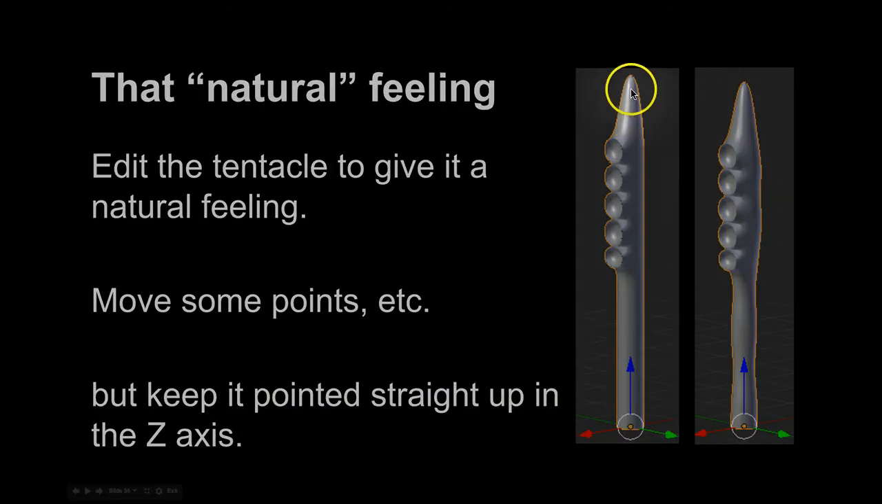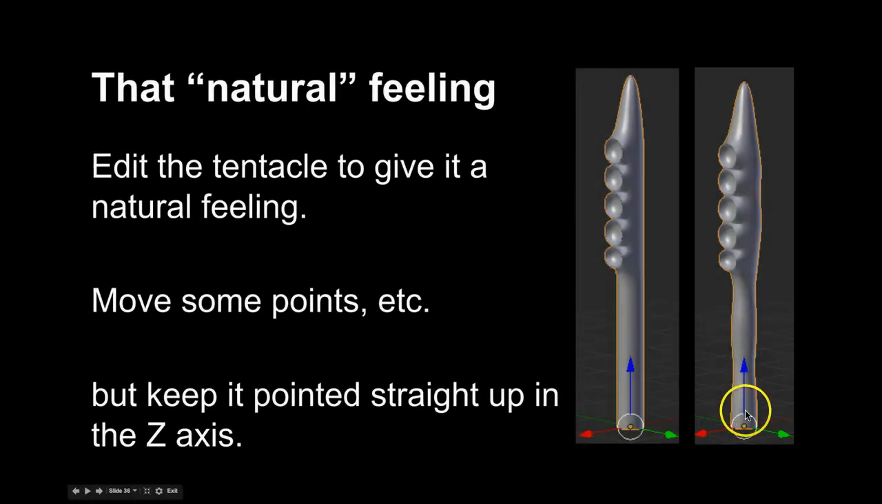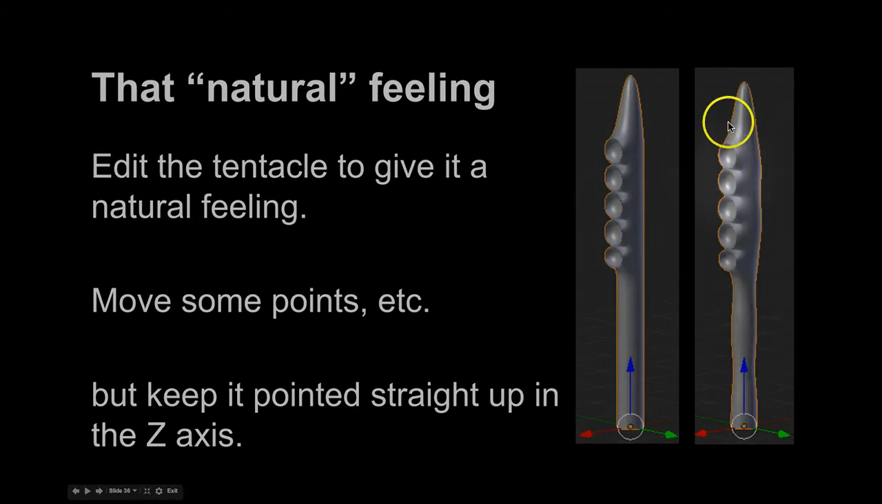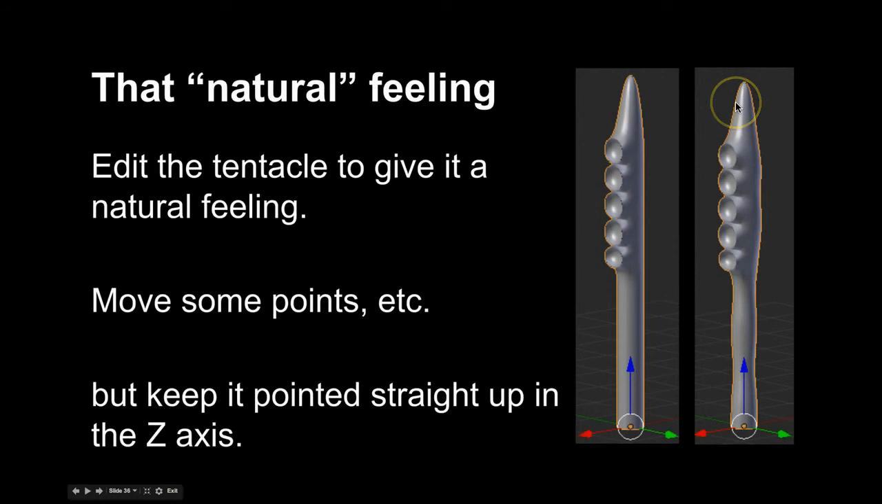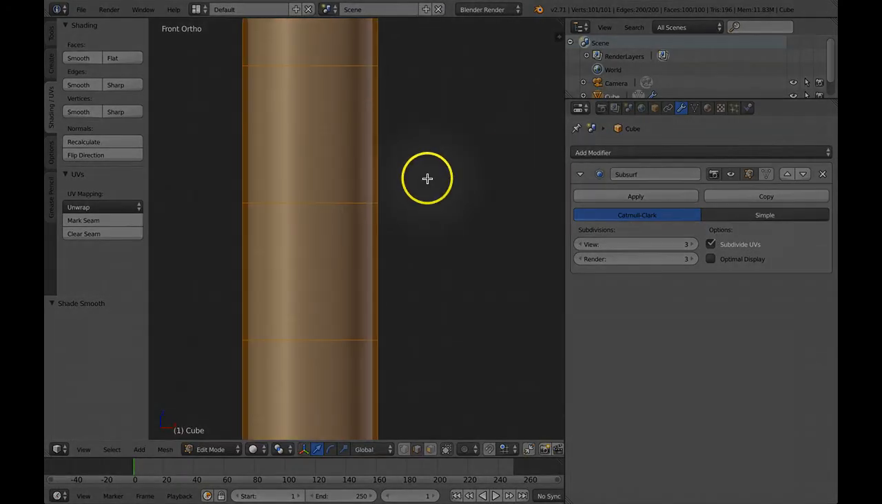So right now, our squid tentacle is smooth, but it looks very unnatural because it's so straight. At this point, I want you guys each to edit the points by pushing and pulling points or edges in order to give the squid a natural feeling, but I want you to keep it pointed straight up the z-axis. I'm going to do the same thing.